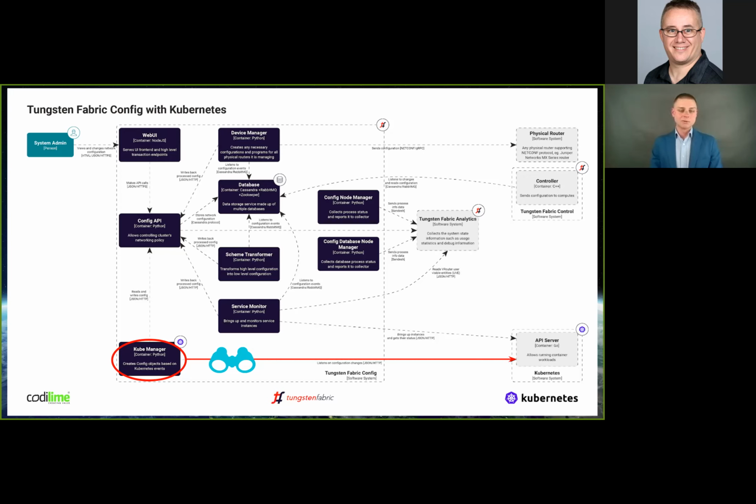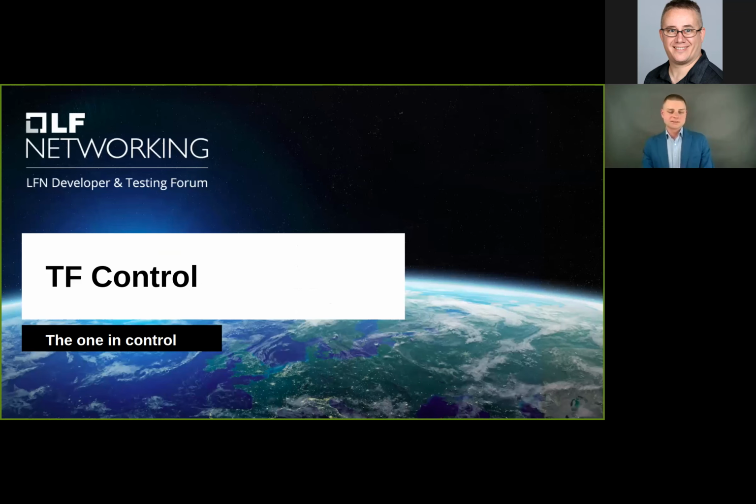So in that way, we may simply use kubectl to add the annotation to isolate the namespace, and Kube Manager will observe that and create the proper request to config API. And config API will create the object in the database. Yeah. And generally, that's how the Tungsten Fabric config works on a high level.